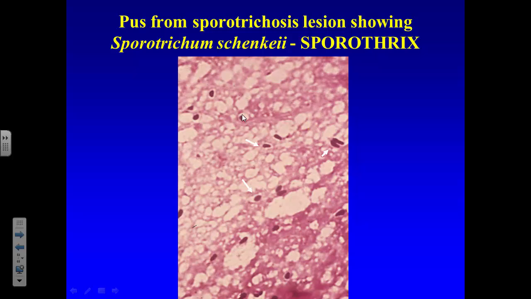If we were to look at the pus from one of these lesions, we would see these elongated yeast cells. If we stain with silver, they would light up very easily. And you see just yeast cells. They don't grow that fast, so we don't see many buds, but we can see some cells with buds if we look hard enough. This is, again, Sporothrix schenckii.